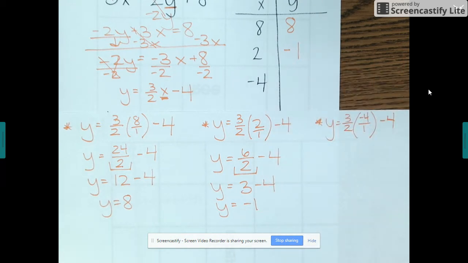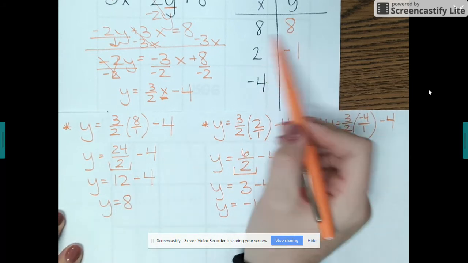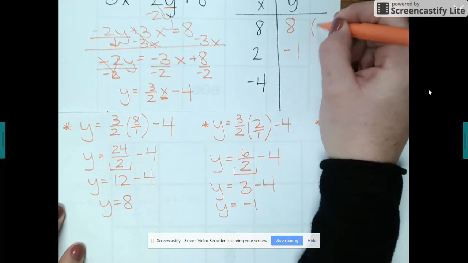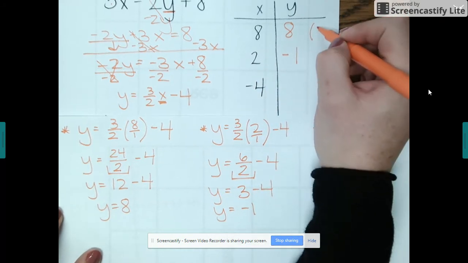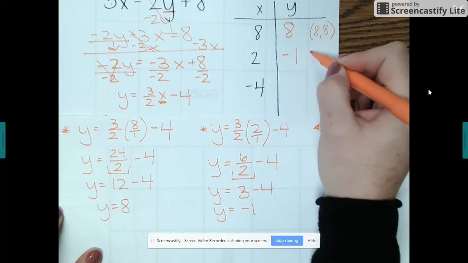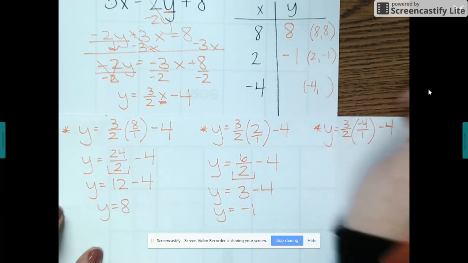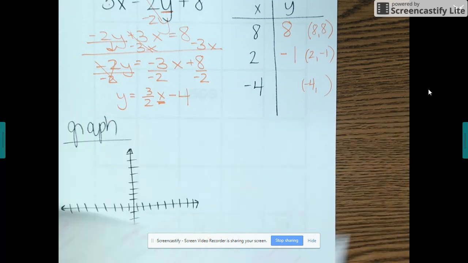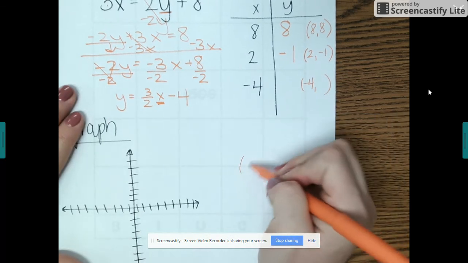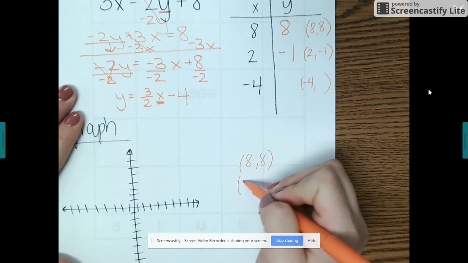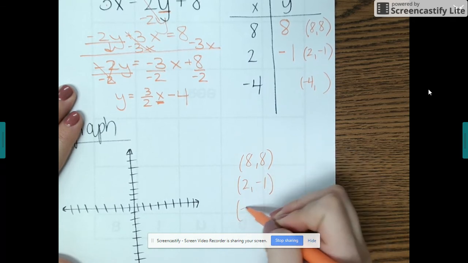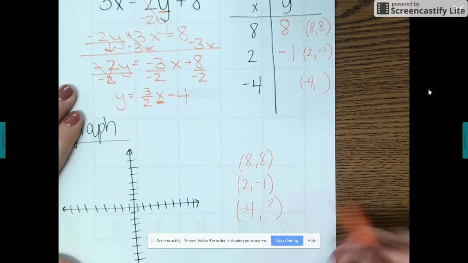Okay, I'm going to have you do this one on your own. So go top times top, bottom times bottom, and watch out for your signs. Okay, now I'm just going to show you how to graph these. Remember, this ordered pair is what? X, then Y. X, then Y. And this would be X, and then whatever you guys get for Y. Okay, so down here I'm going to graph 8, 8, 2, -1, and then whatever you guys get for that third one.